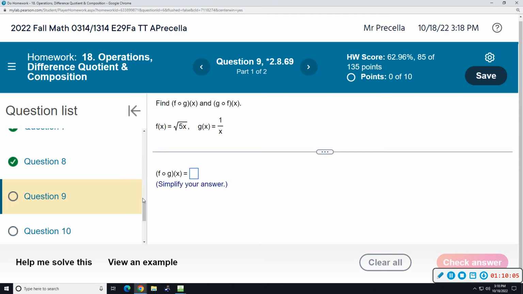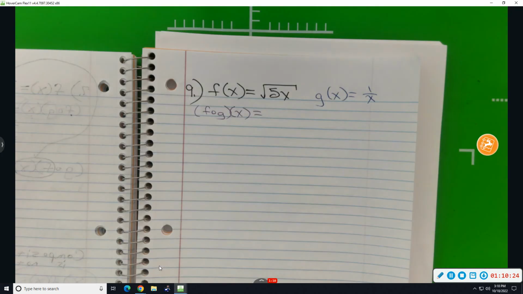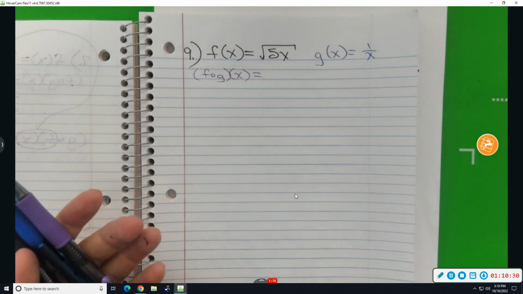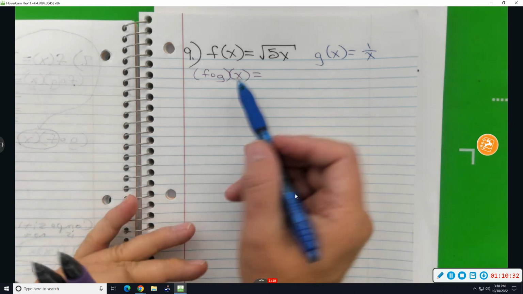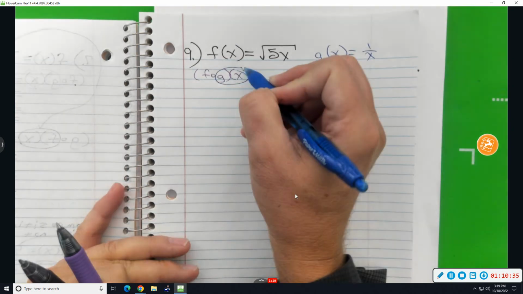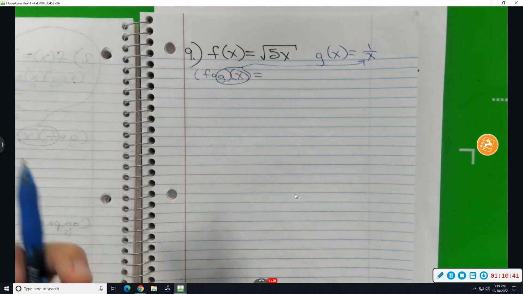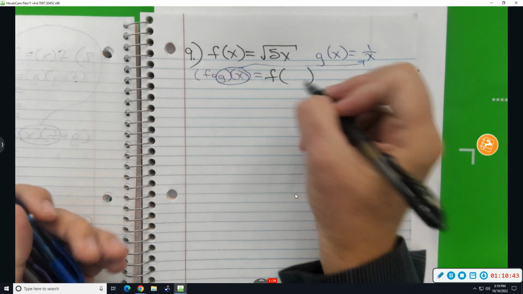Oh well, we may go a few minutes over, but I'm going to go f composed with g of x. Let me write this down. And they want g composed with f of x. So the answer for that one, what's the inner function first? The inner function g of x, there it is, that 1 over x. So it's f parentheses 1 over x parentheses.